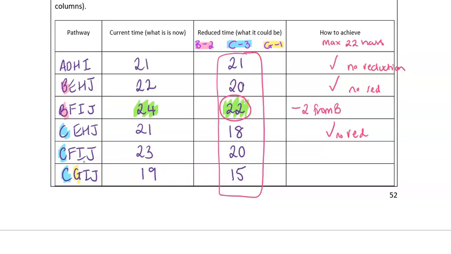This next path here, CFIJ, originally was at 23. Okay, so originally 23, I have to get it to match 22. So I actually need to take 1 off. The only option I have in order to achieve that is off activity C. So I have to reduce activity C by 1 hour. And then our final path, 19, was already below 22, so no change, no reduction.